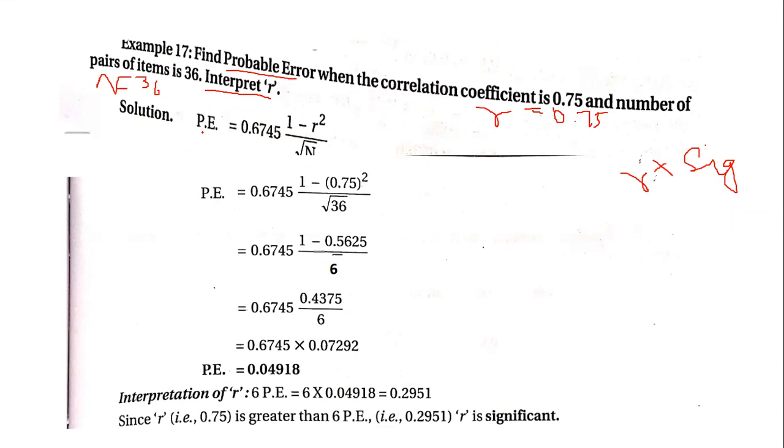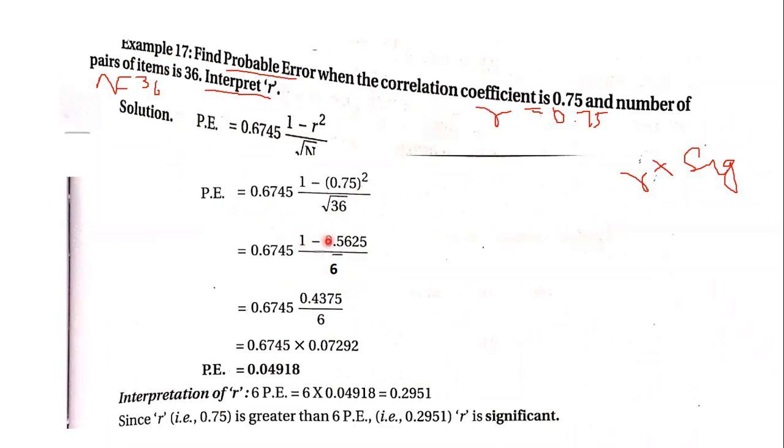What is the formula? Probable error is equal to 0.6745 into (1 minus r square) by square root of n. P is equal to 0.6745 into (1 minus r square, that is 0.75 square) whole divided by square root of 36. Value of n is 36. Then if you find the square, you will get 0.5625, and if you find the square root of 36, you will get 6.